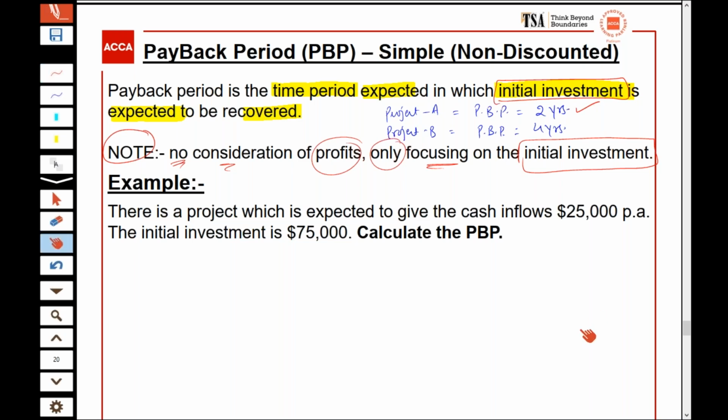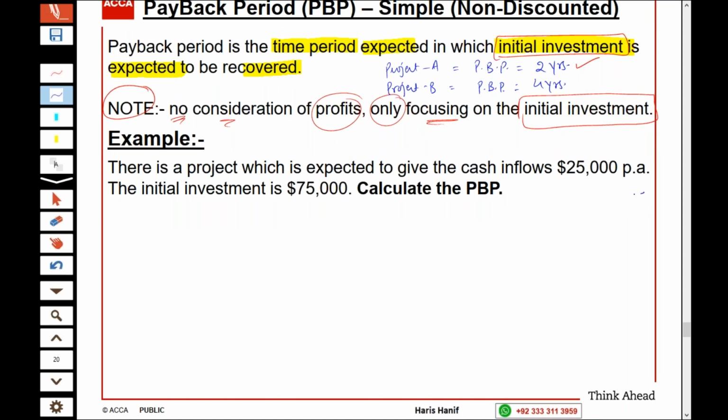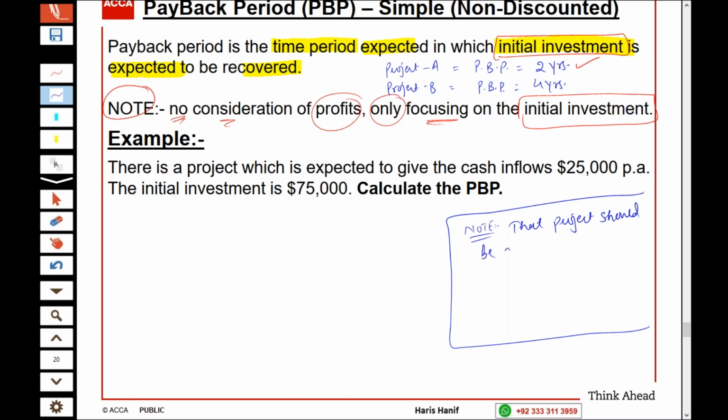Okay, so here I am writing the statement first. Point to be noted is that the project which has a low payback period should be accepted. That project should be selected.